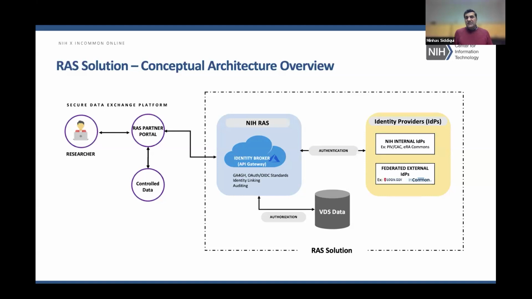For researchers, this means fewer accounts, consistent identity, and smoother single sign-on access across systems. For partners, it means reduced identity management burden and alignment with federal security standards. And for NIH, it ensures trustworthy researcher identity and attribution, which is foundational to RAS.